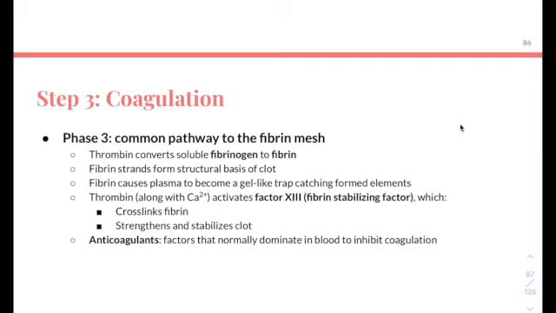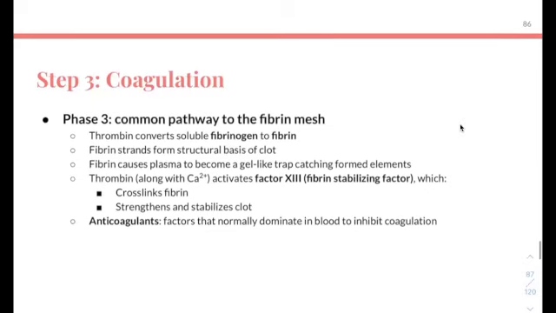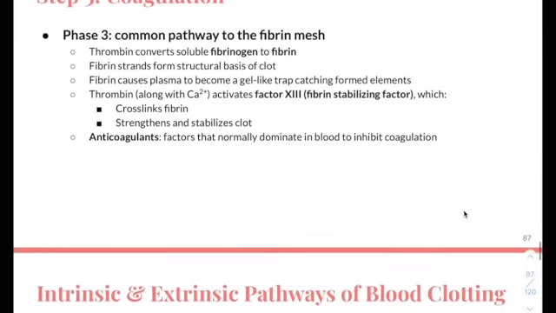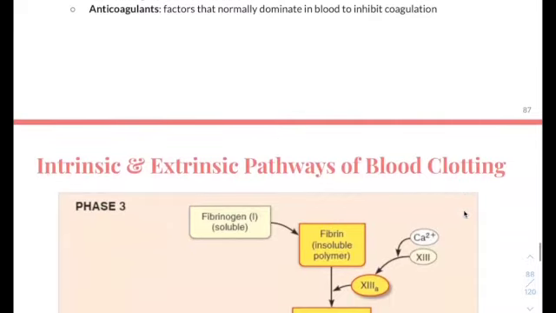We also have anticoagulants, which are factors that normally dominate in blood and inhibit coagulation. So some people that have their blood clot way too easily can be given anticoagulants because their blood clots are causing more harm by random clotting where it shouldn't happen than when it should be used, such as when there's some kind of puncture to a blood vessel.